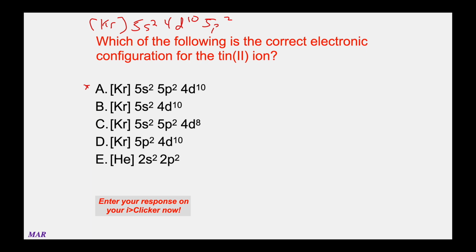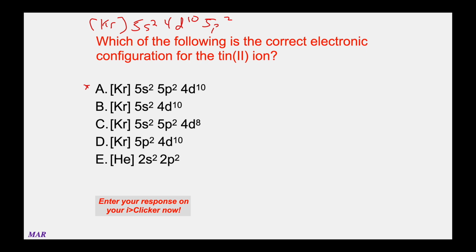But we don't want neutral tin. We want tin plus 2. We want neutral tin without 2 electrons. So the question here is, where do the electrons come from? We've got 5s, 4d, and 5p. So again, back to the rules, highest n first, which means we're going to take it from either 5s or 5p, but not 4d, because 4 means n equals 4, 5s and 5p both mean n equals 5.